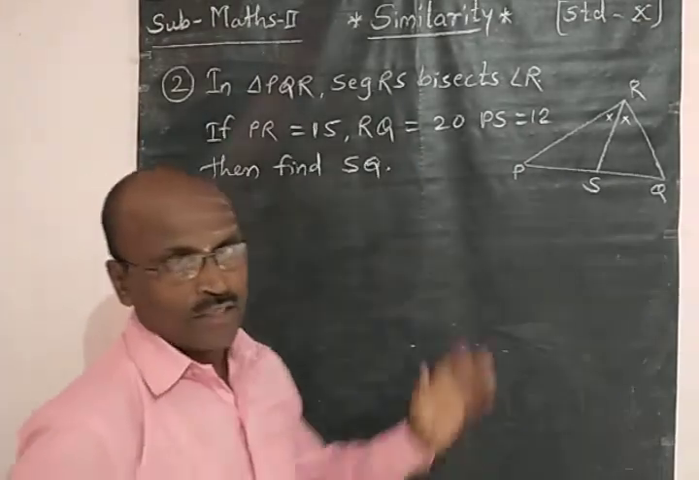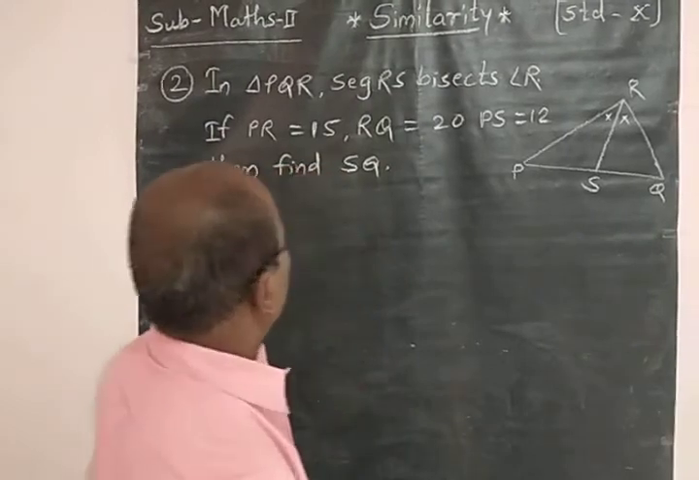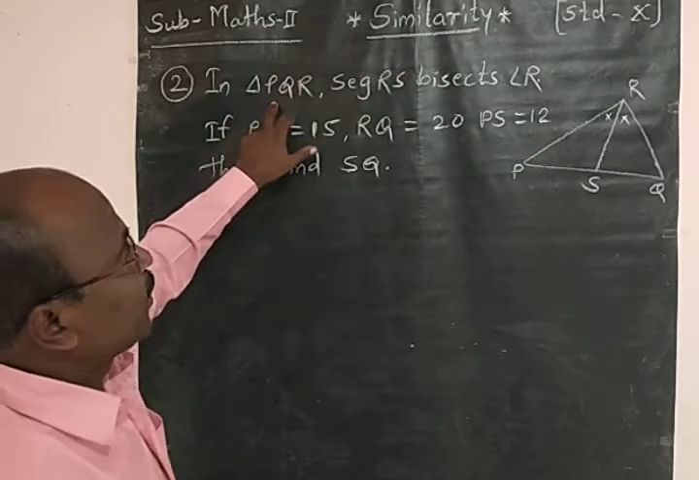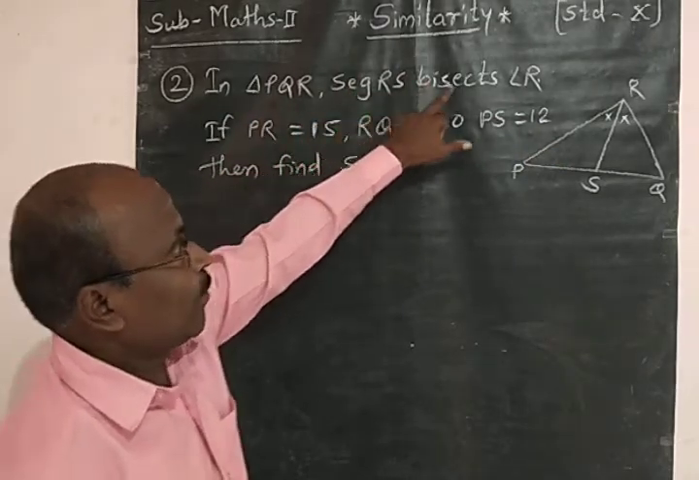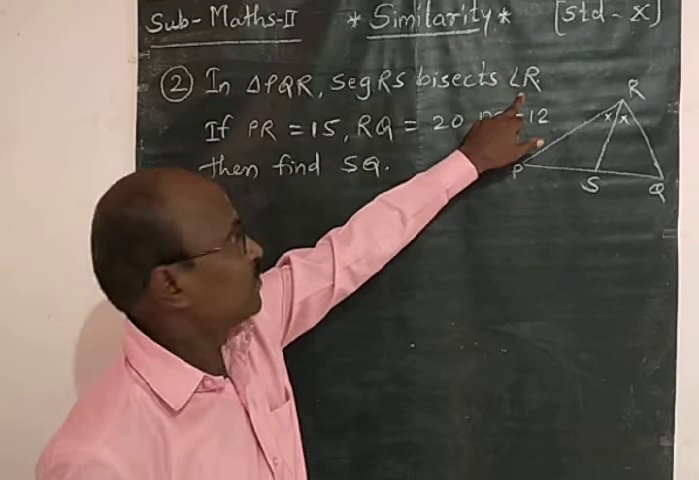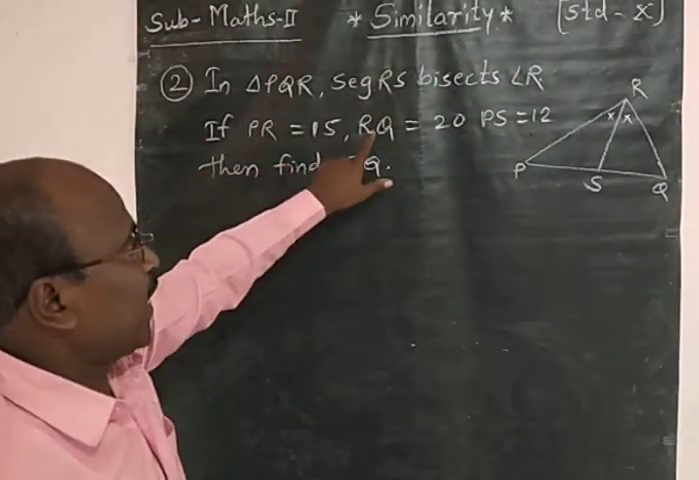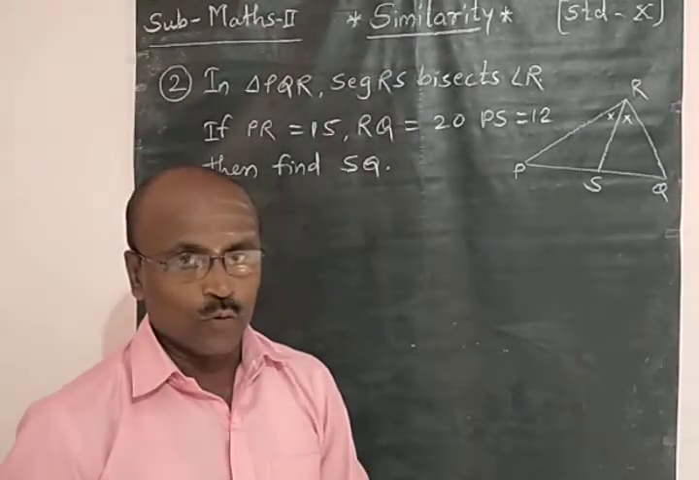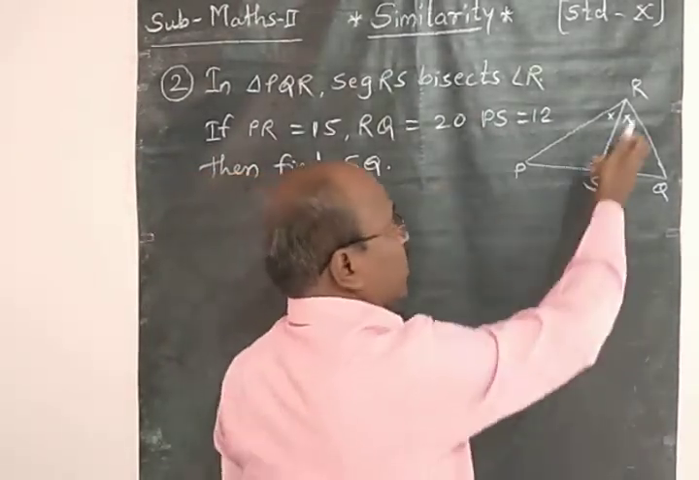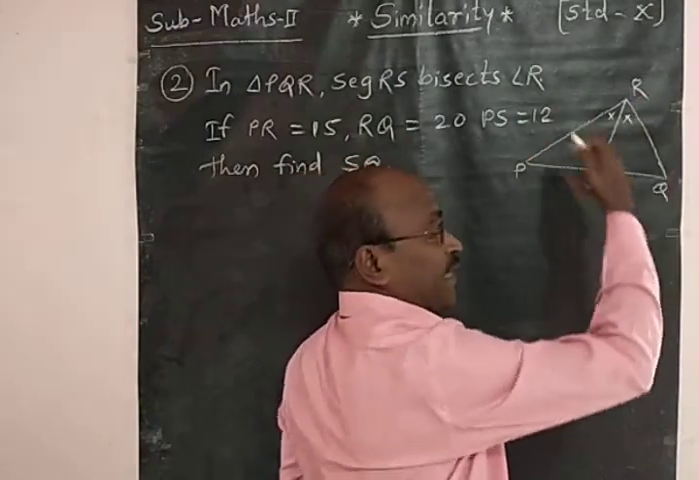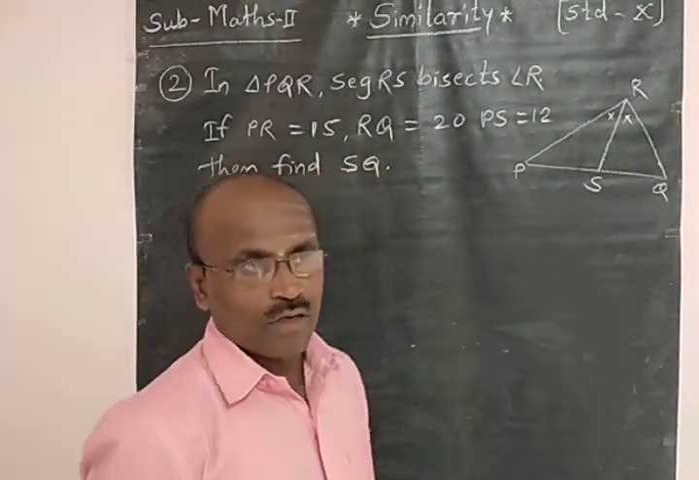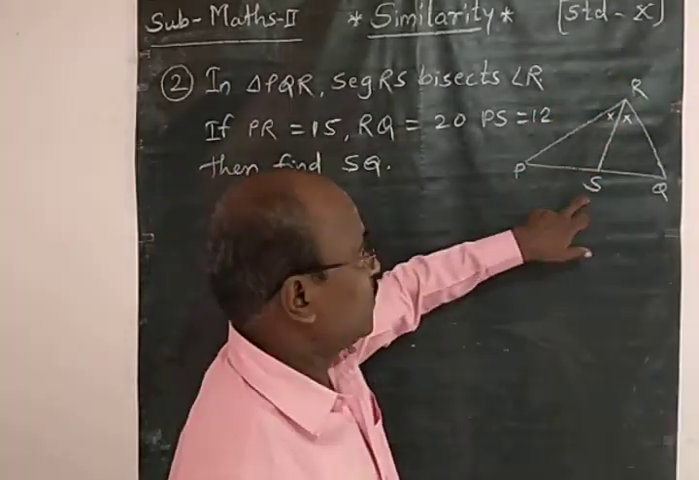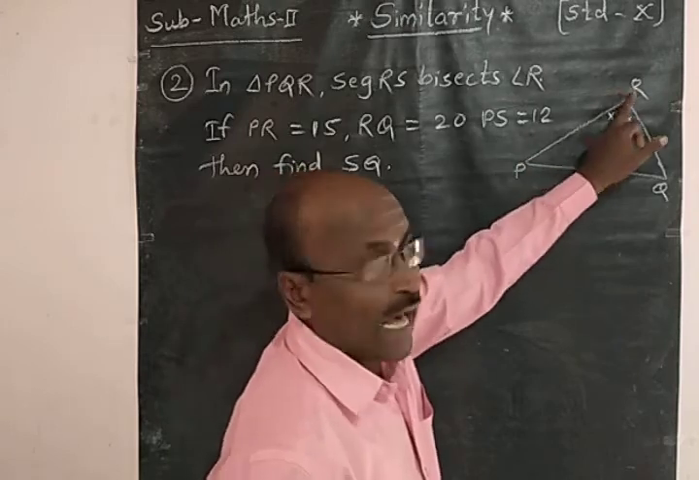Now look at the second example here. In this example, triangle PQR is given. In triangle PQR, segment RS bisects angle R. If PR is equal to 15, RQ is equal to 20, PS is equal to 12, then find SQ. So here in this example, the angle bisector of a triangle is given. In this triangle, RS is the bisector of the angle R.